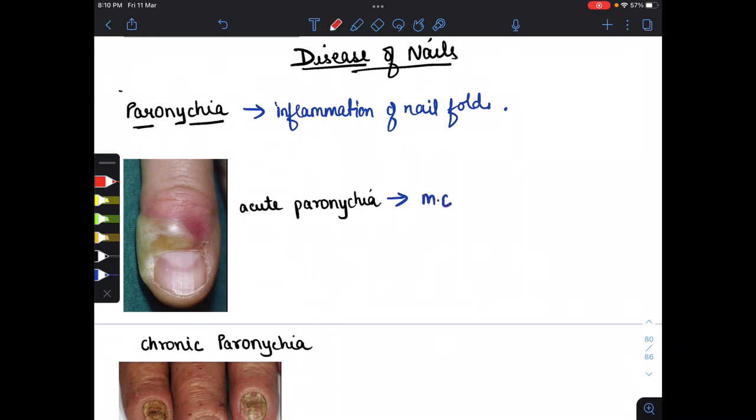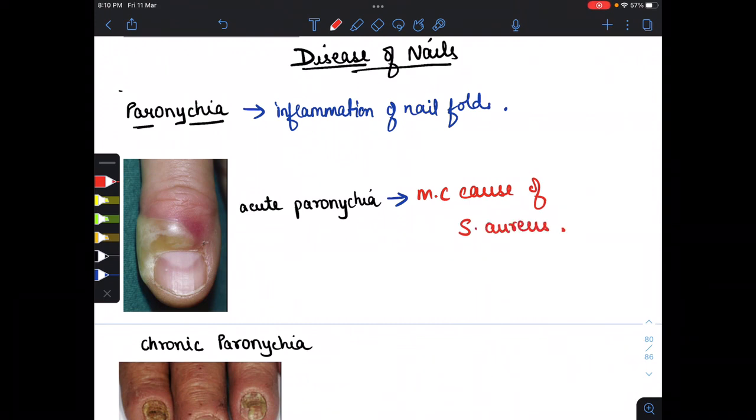Please remember that the most common cause of acute paronychia is Staph aureus. Please remember, this point is very important. And in paronychia, whenever there is any kind of inflammation, there is accumulation of pus around the nails, and there is swelling and erythema of the nail folds.